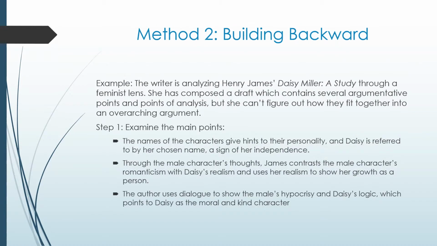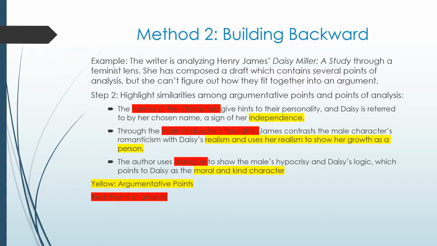However, say the writer has composed a draft which contains several argumentative points and points of analysis, but she can't figure out how they fit together into an overarching argument. She can use method 2, building backward. Her first step would be to examine the main points listed here. Her next step would be to highlight similarities among her argumentative points and her points of analysis.